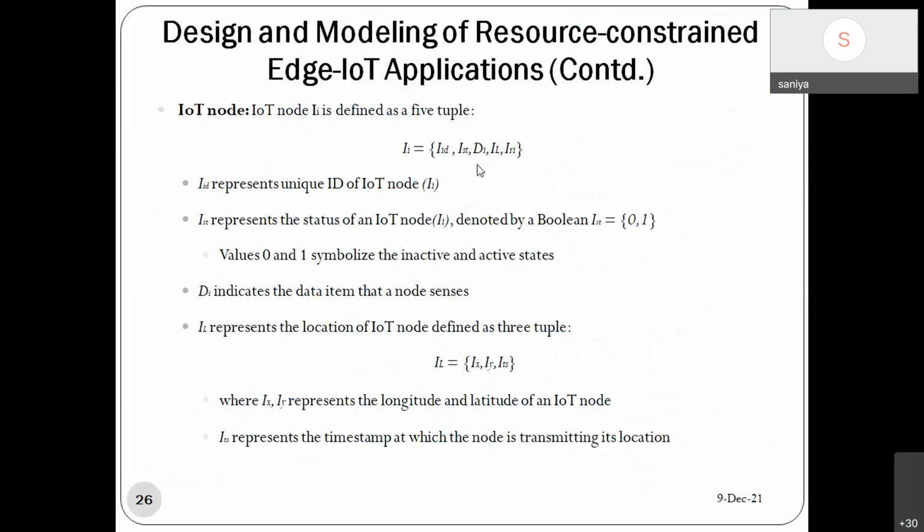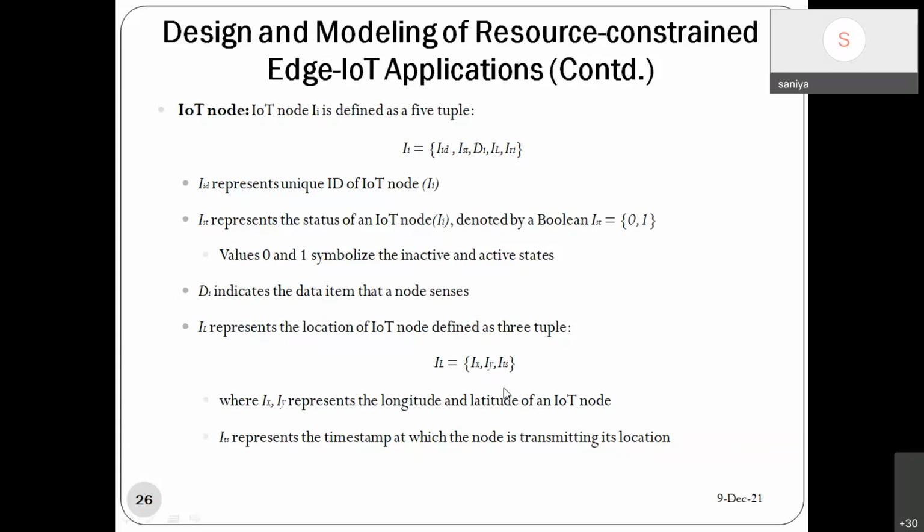If I talk about the IoT node, you can start with an IoT node defined as a five-tuple. The first, you can see here, is ID, which is the ID of the IoT device. Then we need to know the status of the IoT device, which can be 0 or 1, symbolizing the inactive and active states. Then there is DI, which indicates the data item that this node senses. And then I have also placed IL, which means the location. Every node has to be placed somewhere, so there will be some longitude and latitude values that we can provide to this node.